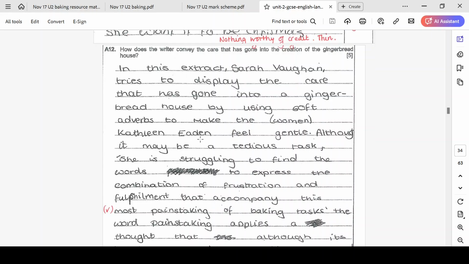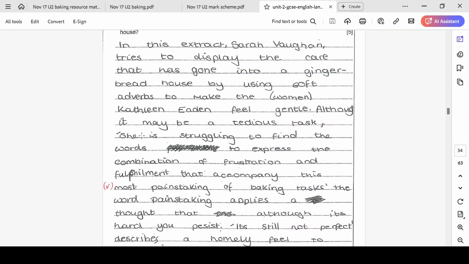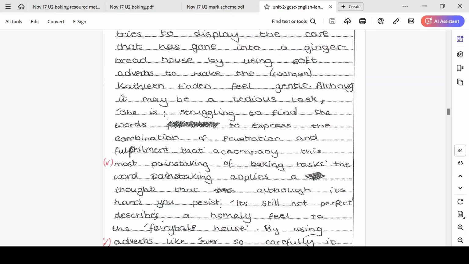Okay, so she's taking care, she's feeling gentle. They need to give examples though. Just saying that she uses soft adverbs or soft words isn't really that helpful if you don't give the examples of those words, or a couple of examples. So that's a shame. That was a really good idea, but they just didn't back it up with any evidence.